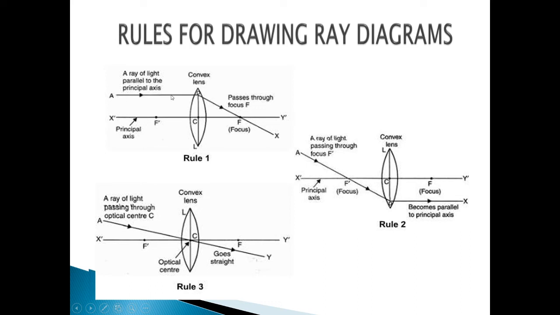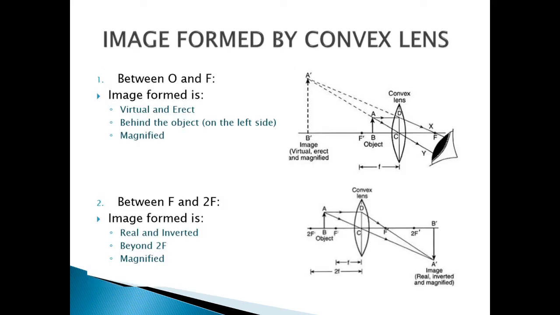So when a light ray is passing parallel to the axis, it should pass through the focus. And rule 2 is, if a light ray is passing through the focus, it will emerge out parallel. And the third rule is, when a light ray is passing through the optic center, it goes straight without any deviation. Next is the image formed by a convex lens.